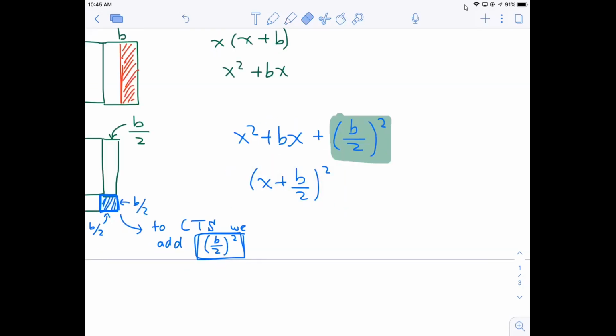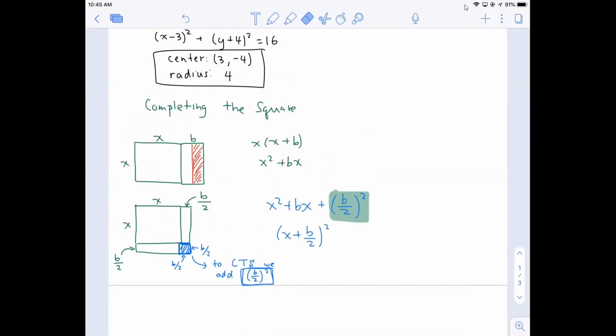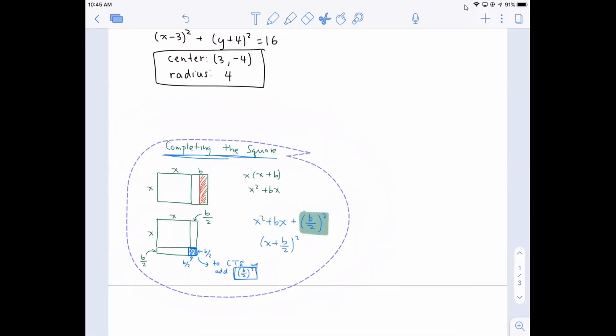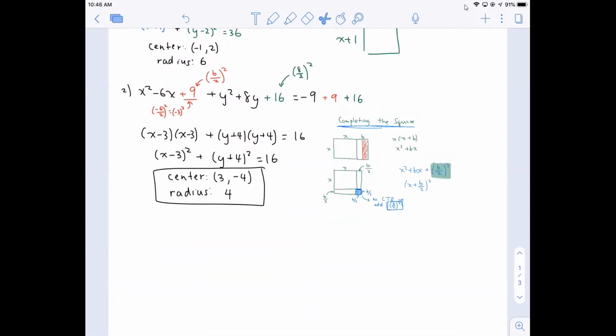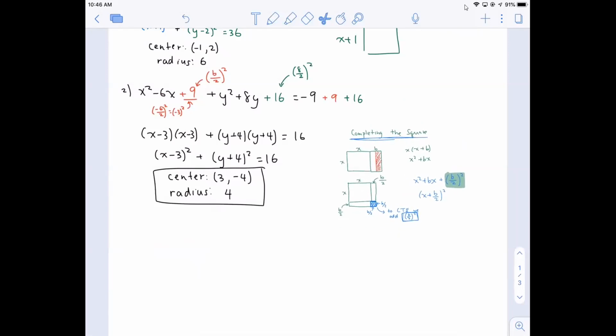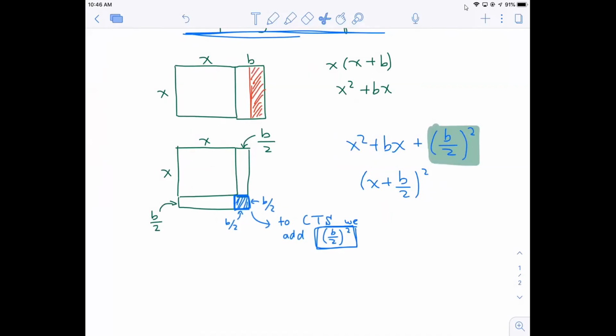So that's kind of the idea behind completing the square, and I think that's really nice. It's a really nice way of seeing it. So hopefully, if you've never seen something like this before and you didn't know where completing the square comes from or why you add that quantity, this is a nice visual way of seeing where that b over 2 squared comes from.